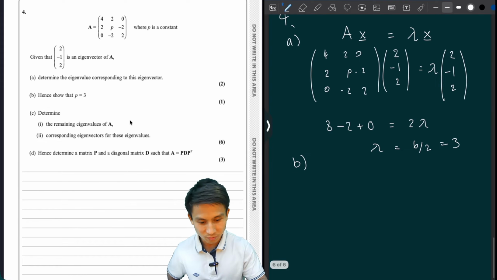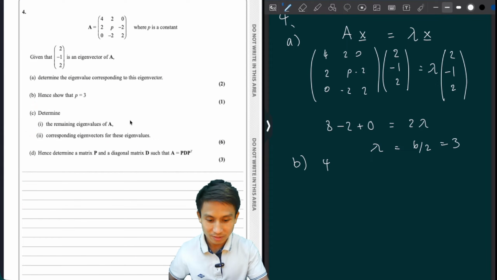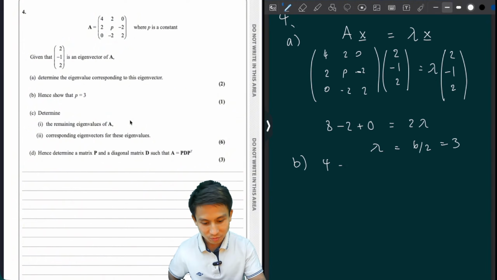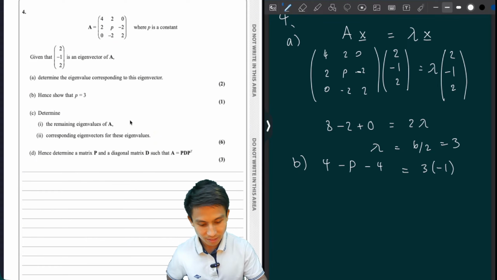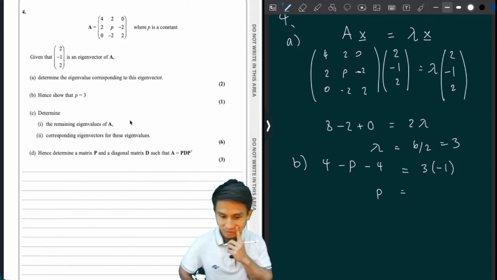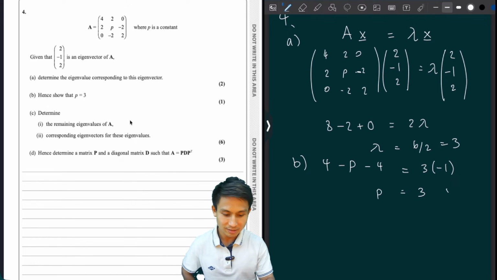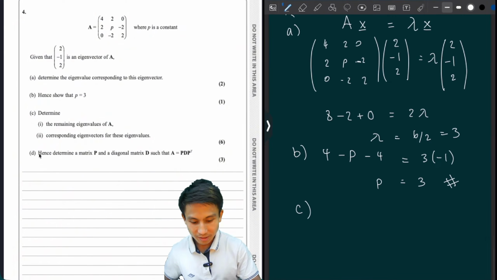Well, we just do the second row there. So 2 times 2 is 4. And then P times, wait, hang on, that's minus 2 there, not P minus 2. I've got to be careful there. P times minus 1 is minus P, and then minus 2 times 2 is minus 4, equals lambda, which is 3 for that eigenvector, times minus 1. So 4 cancels with minus 4, and then P is just 3. Yeah, so that's the answer for part B, as required.